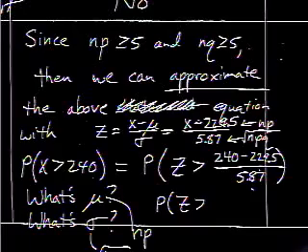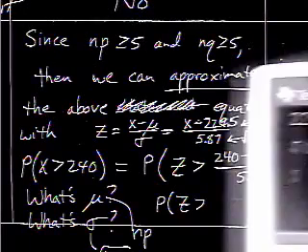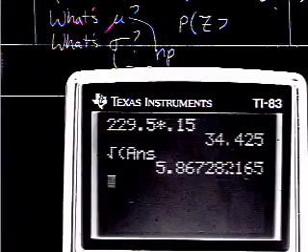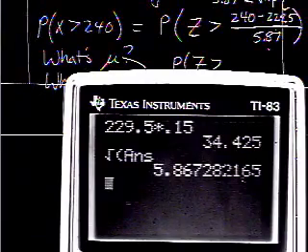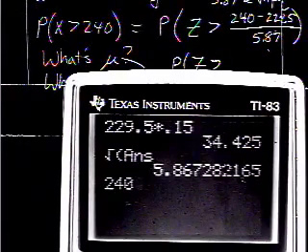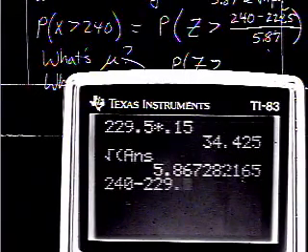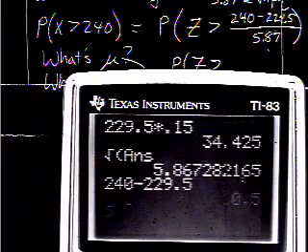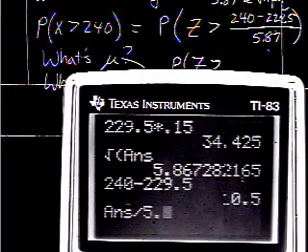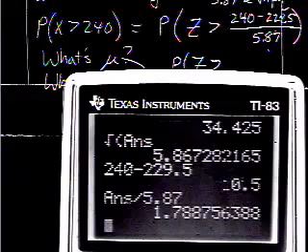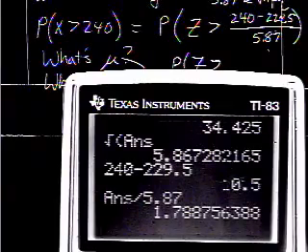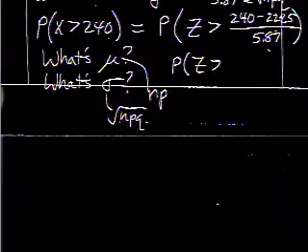That's the probability that Z is greater than, drum roll please. So we subtract those, right? We divide by 5.87. We get a z-score of 1.79.